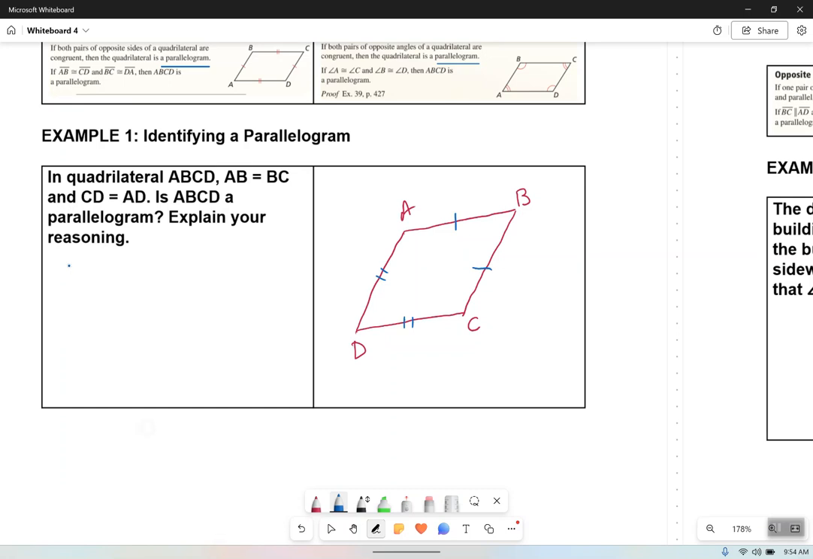No, because could I say opposite sides are not equal length? No, because opposite sides are not equal in what?